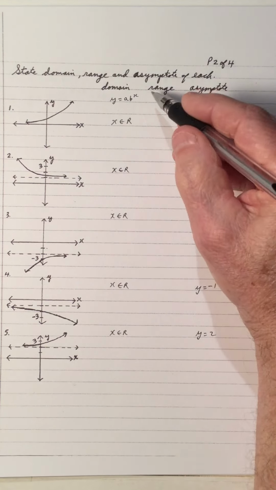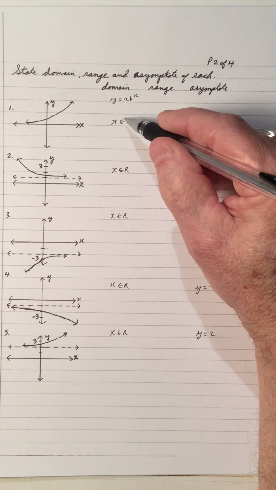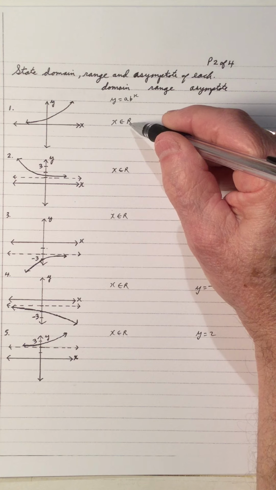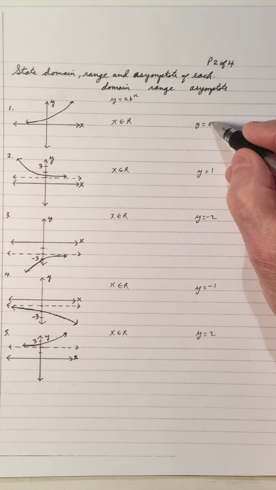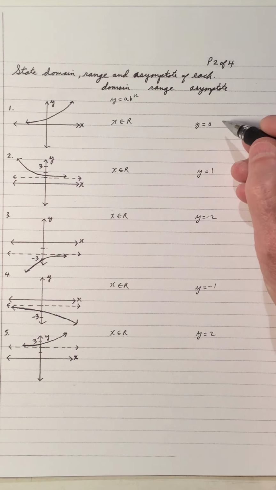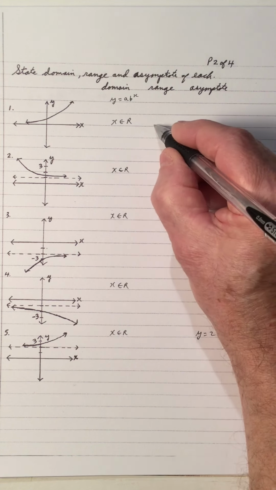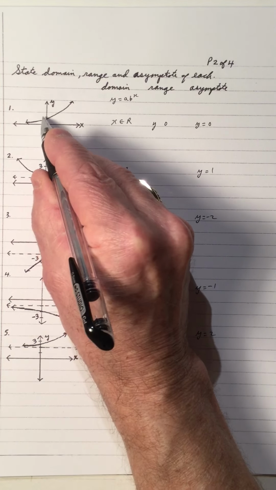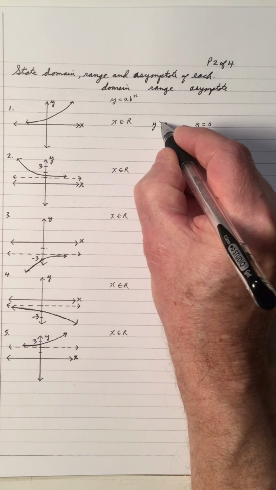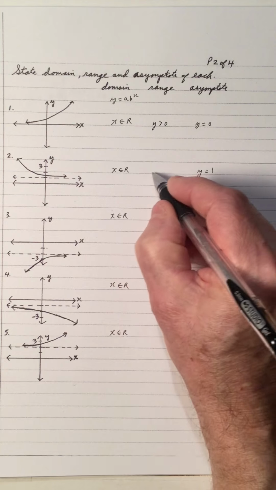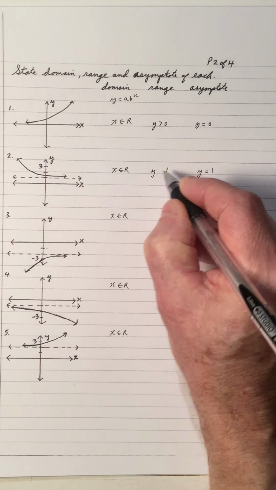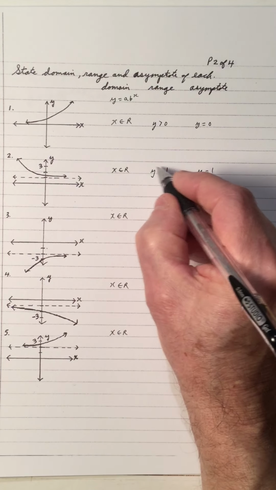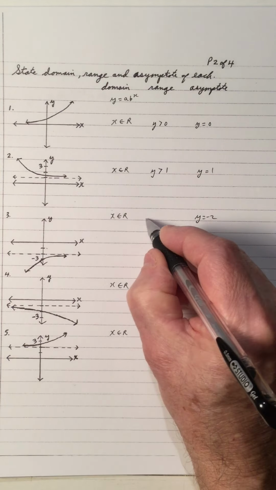Again, the domain is always x belonging to the real numbers. The asymptote is always a horizontal line, y equals a constant. And the range is in terms of the asymptote. So the range is y and 0. This graph is going upward, so all the values of y are greater than 0. Here the asymptote is y equals 1, and again the y values are above the asymptote, so y is greater than 1.